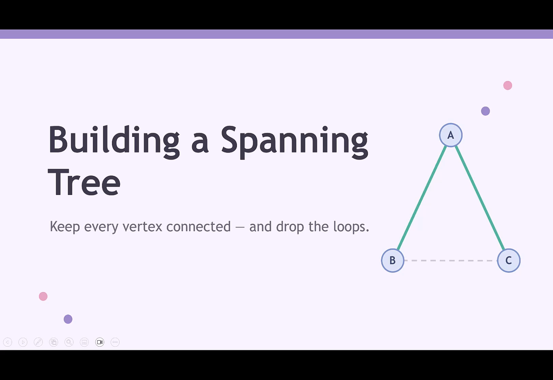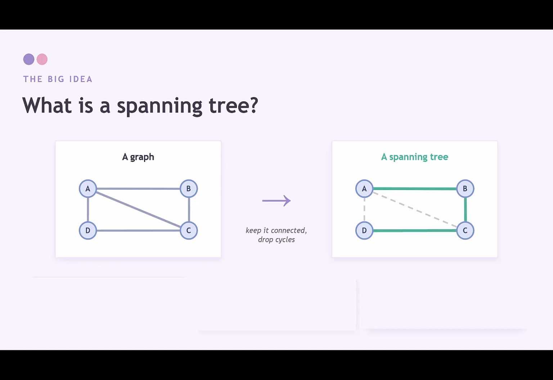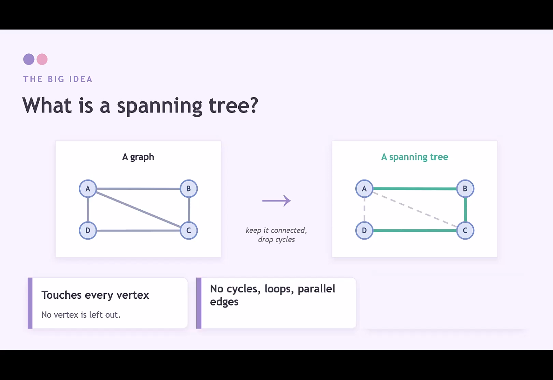Hi everybody, in this video we're going to practice building spanning trees. As a reminder, a spanning tree is a subgraph of a graph. In our subgraph, we want to keep it connected by including all the vertices and dropping any cycles. So as you're building your spanning tree, remember it needs to touch every vertex, don't leave anything out.